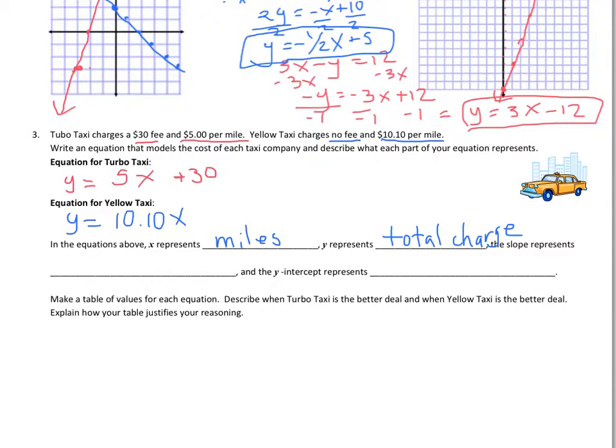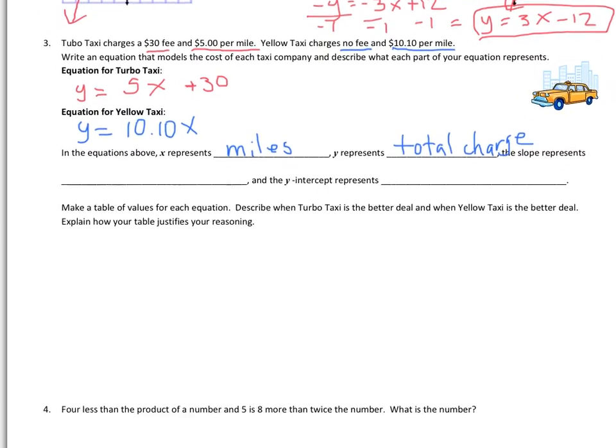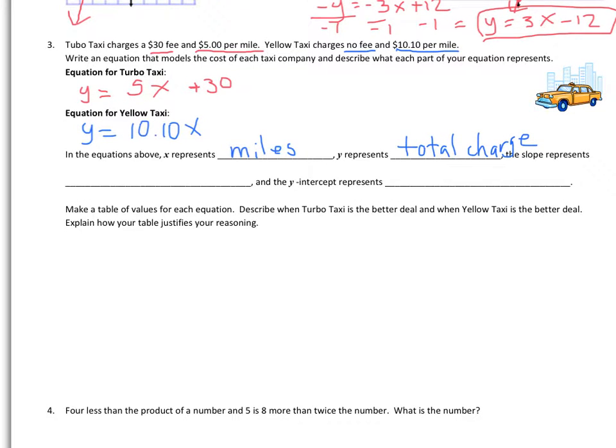It says make a table for each equation and then describe when the turbo taxi deal is the better deal, and when the yellow taxi is the better deal, and explain how you justify your reasoning. So just to set up this, you're going to do something like this. Here's turbo.